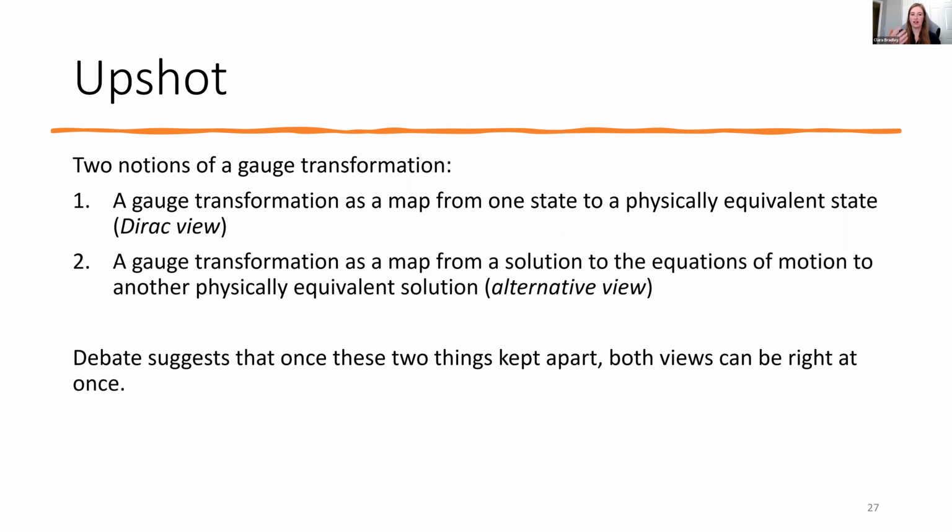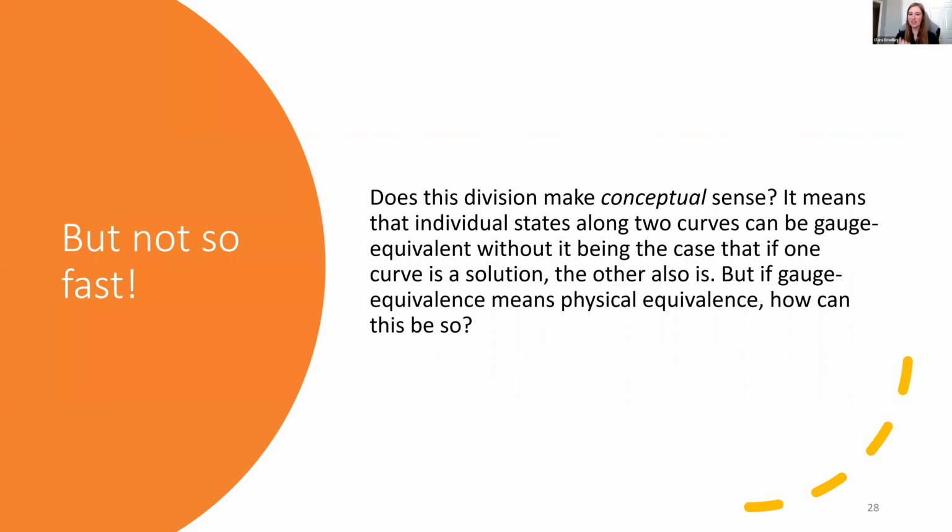But if this is the case, then what's really the issue? Well, I don't think that we can be satisfied with the way that I just presented the situation. First, because I think there is a conceptual issue with the distinction, because what it means is that individual states along two curves can be gauge equivalent without it being the case that if one curve is a solution, then the other one also is, because the gauge transformations on solutions is more restrictive than those on states. But if gauge equivalence just means physical equivalence, then how can this be so? It would mean that all the individual states along two curves are physically equivalent, even though the sequence of states that makes up one curve is not physically equivalent to the sequence of states that makes up the other curve.